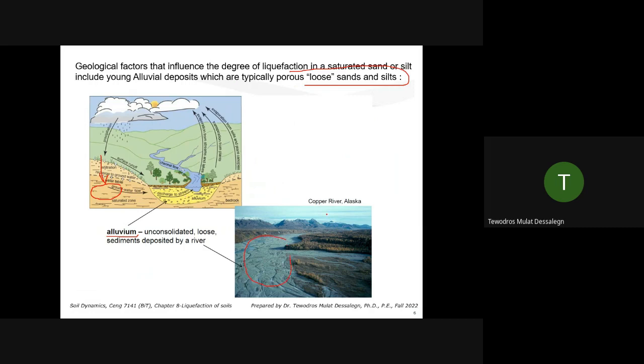This is Copper River, Alaska. It's a loose sand deposit. So this deposit through time can get even much larger. It can cover a large area. So if a seismic event happens, these areas, if there is saturated soil, are susceptible to liquefaction. It's already loose, then we're shaking, trying to compress, trying to densify, then liquefaction occurs.